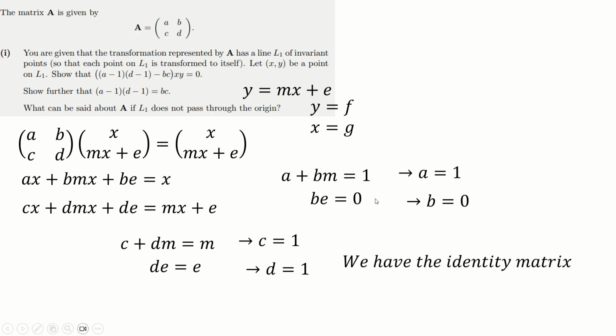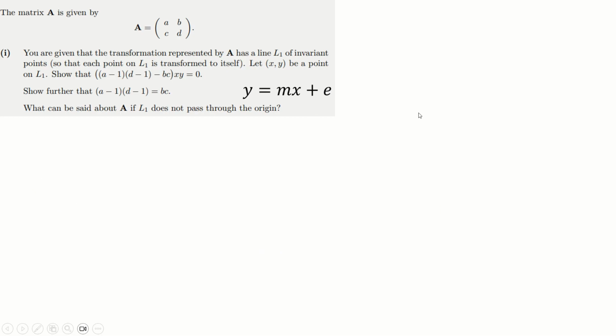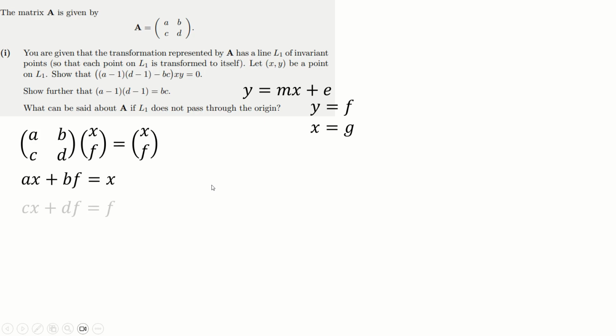And this is the identity matrix, right? 1, 0, 0, 1 is the identity matrix. So therefore, A is the identity in this case. If we're in the second case, y equals f, then we have a line that's going through (x, f) and going to (x, f), where f is some non-zero constant. We multiply those two things out, I guess, to find the two rules.